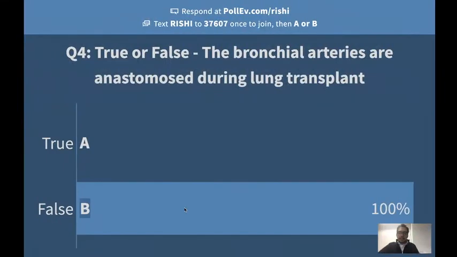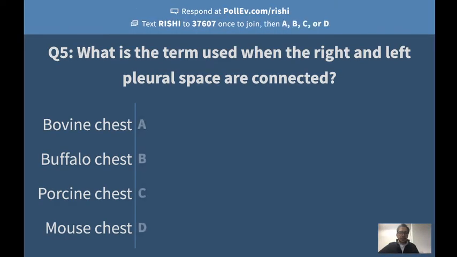Okay, back to questions here. What is the term used when the right and left pleural space are connected?